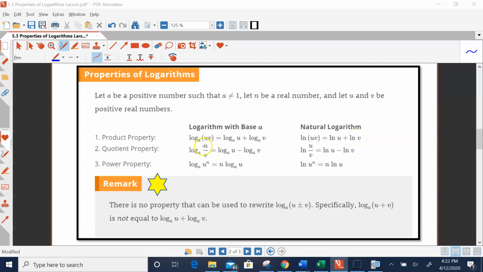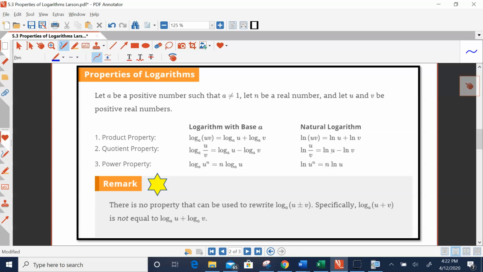Suppose I had the log of two quantities divided. I can split those up and call that log base a of the part on the top minus log base a of the part on the bottom. Log base a of u minus log base a of v. And if that was an ln of u divided by v, then I can split those up the same way. ln of the top minus ln of the bottom. ln u minus ln v. So that division splits up into subtraction. Multiplication splits up into addition.